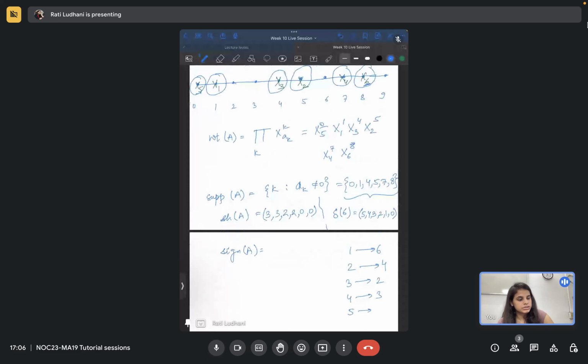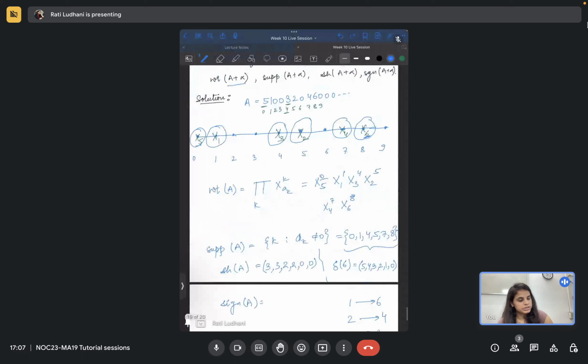So this 5 represents sigma 6, 1 represents sigma 5, 3 represents sigma 4, this represents sigma 3, this represents sigma 2, this represents sigma 1.